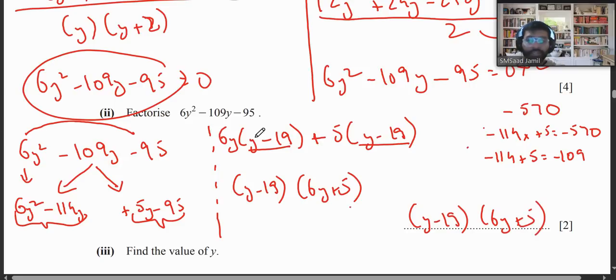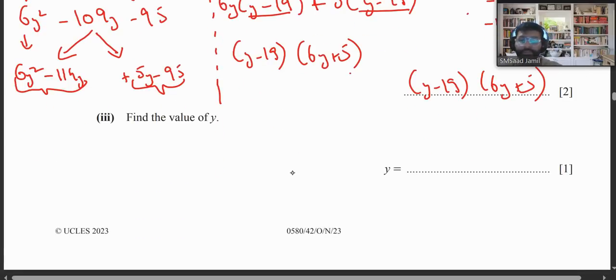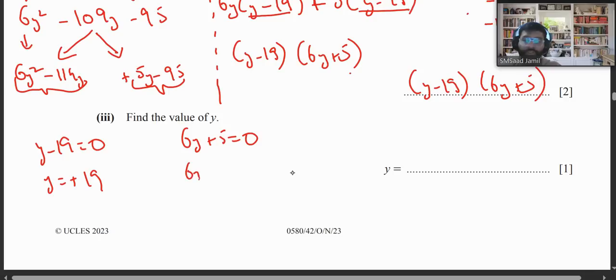Now it says find the value of y. Look, y minus 19 is equals to 0, y is equals to positive 19, and 6y plus 5 is equals to 0, 6y is equals to negative 5, y is equals to negative 5 divided by 6.